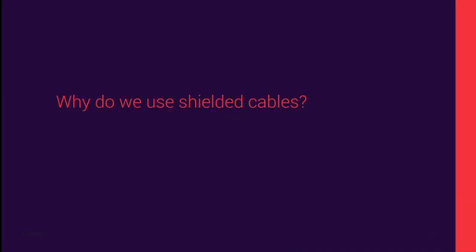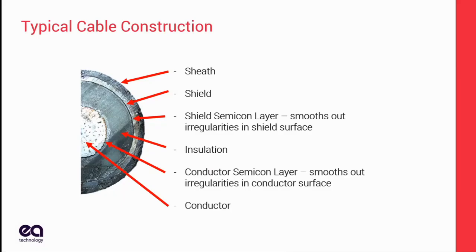Next topic I want to touch on is, why do we use shielded cables? When I got into the power business, I had no idea why we use shielded cables. I understood why we use them for instrumentation, but why do we use them? Why do we need them on an 11 kV cable or a 33 kV cable? Why in the world do we need a shield? We're not trying to keep noise out of the conductor.